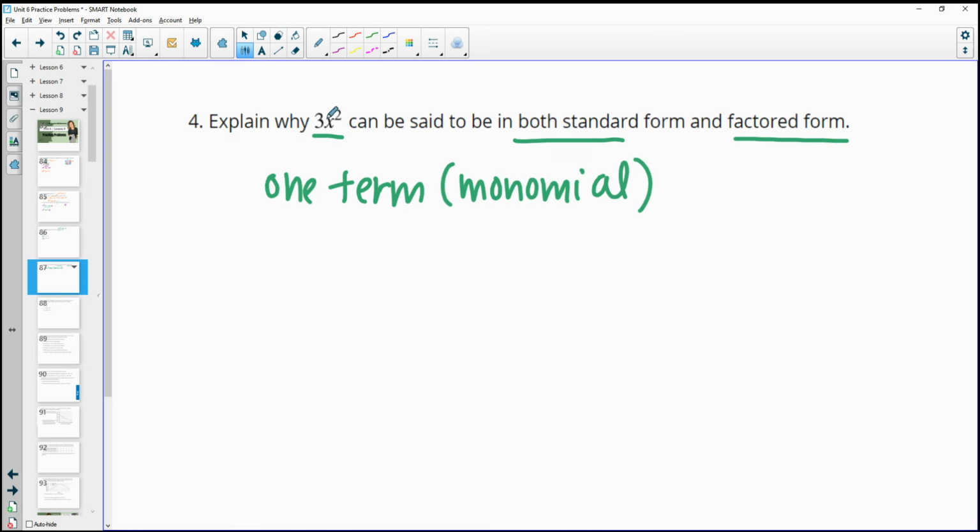And then also, because it's only one term, it has the x squared term first. And so if we think about standard form, it would be like this: 3x squared, we have 0 x's and we have 0 constants. So those we wouldn't need to write, and we would just have that 3x squared. So it can't be factored any further, and it has the x squared term first.